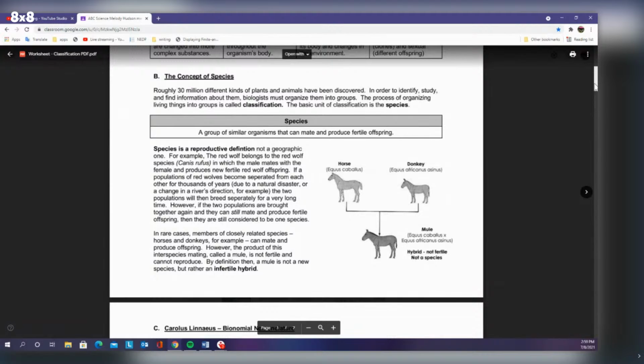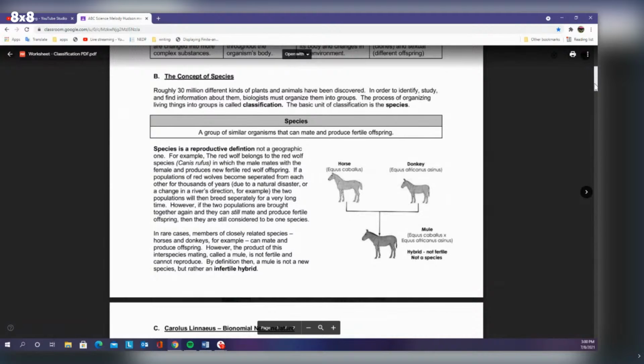That is a group of similar organisms that can mate and produce not just an offspring, but an offspring that's fertile. Because keep in mind, if the organism cannot reproduce, it can't survive. So a species is a reproductive definition. So we have, for example, a red wolf. The male will mate with the female and have a new fertile red wolf pup. I think they're called pups.